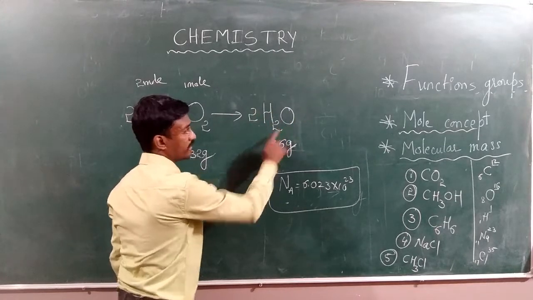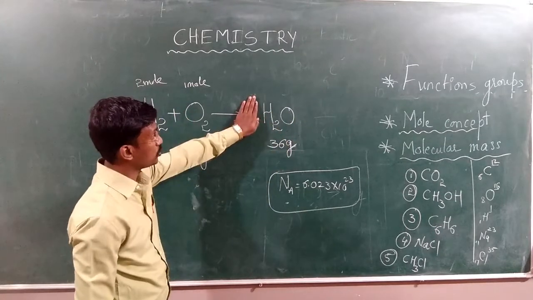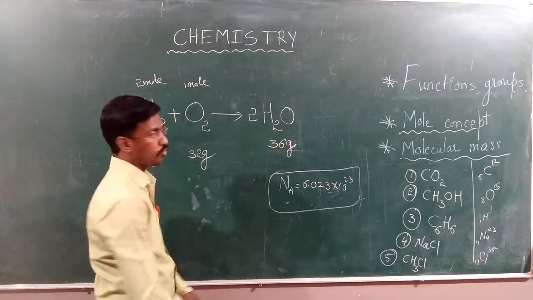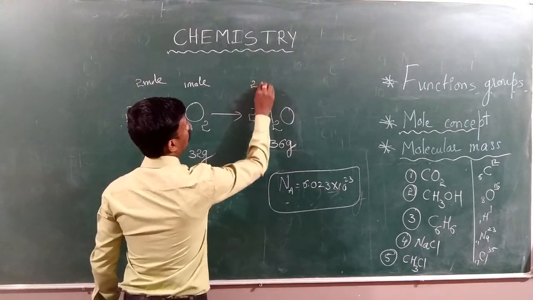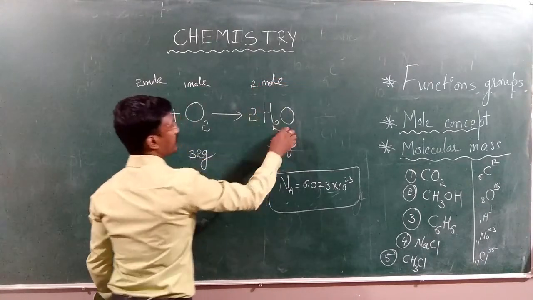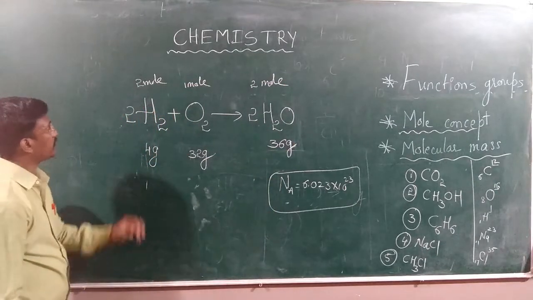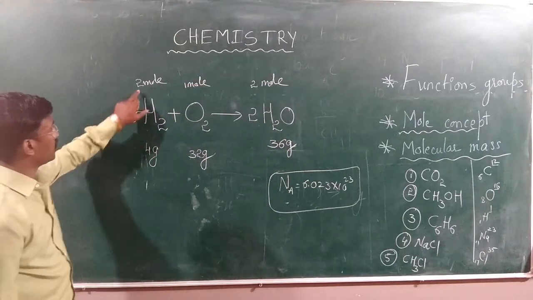This water is nothing but H2O, but we have written 2H2O. Here 2 indicates a mole. Therefore, 2 moles of water are formed. Once again I repeat, H2 is 2, therefore 2 moles.